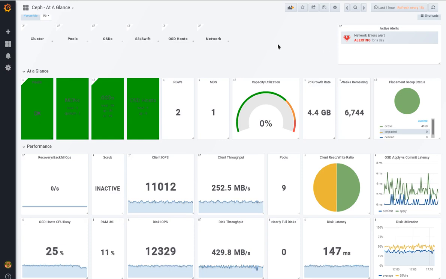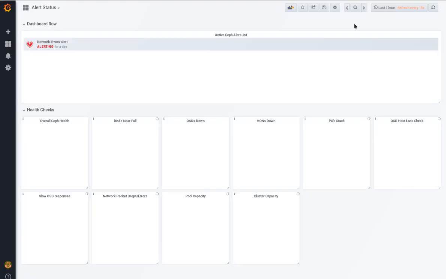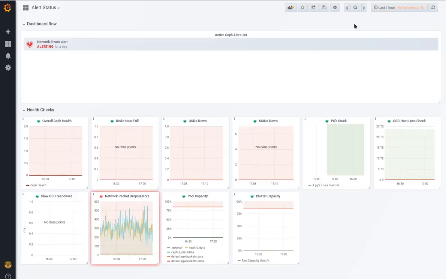And then we can see on the right hand side we have active alerts. So out of the box, cephmetrics comes with a number of pre-configured triggers or alerts. So here's what you get. We get an overall Ceph health. So when you transition from OK to warn, or from warn to error, then you get an alert.